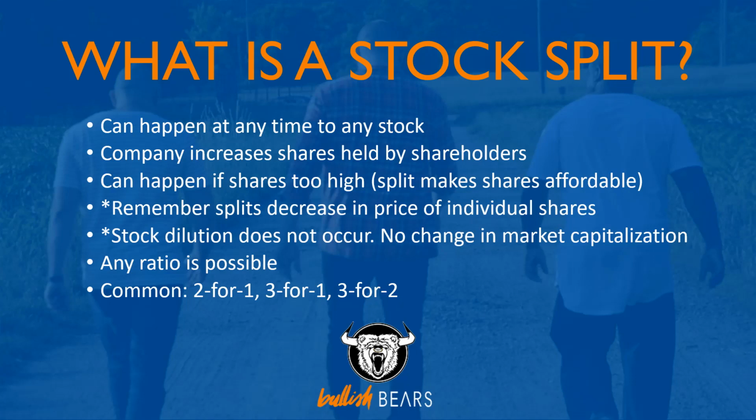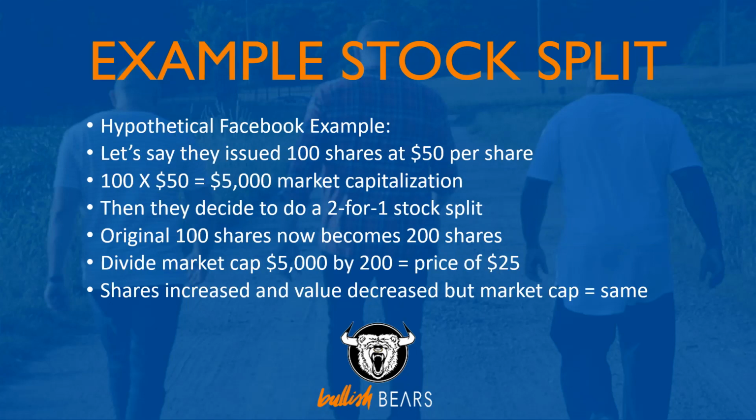Now, there are several different ratios that are out there for stock splits, but some of the most common are 2-for-1, 3-for-1, and 3-for-2 stock splits. Now, let me give you a hypothetical scenario. So let's say Facebook back in the day. Let's assume that they issued 100 shares at $50 per share. So that would be 100 shares times $50. That would equal a $5,000 market capitalization or market cap.